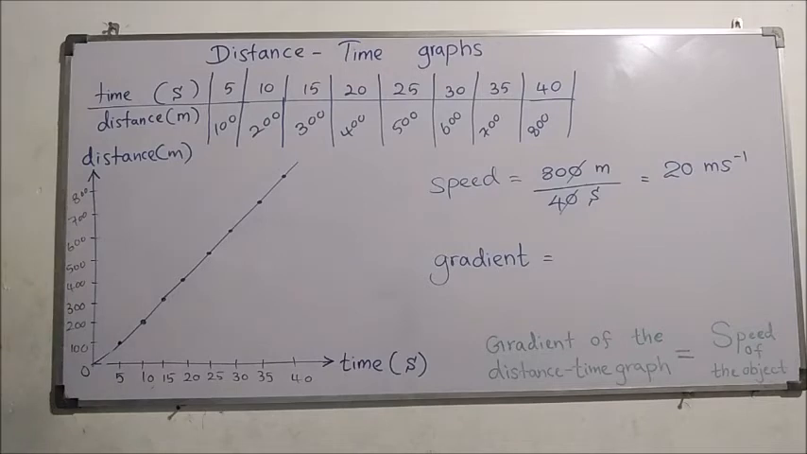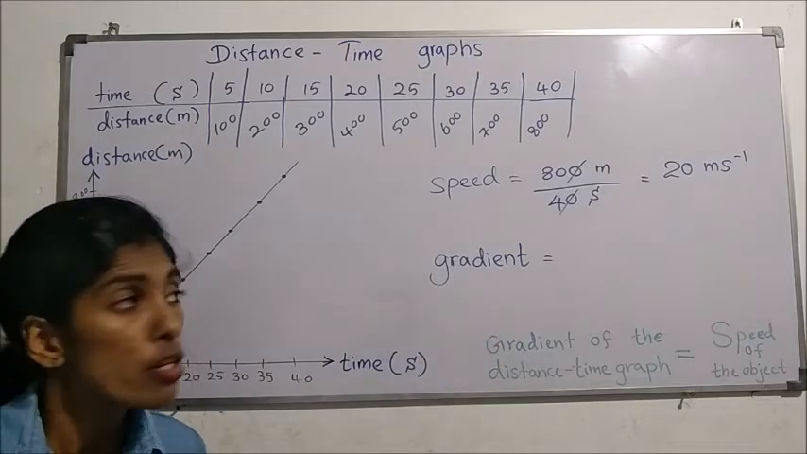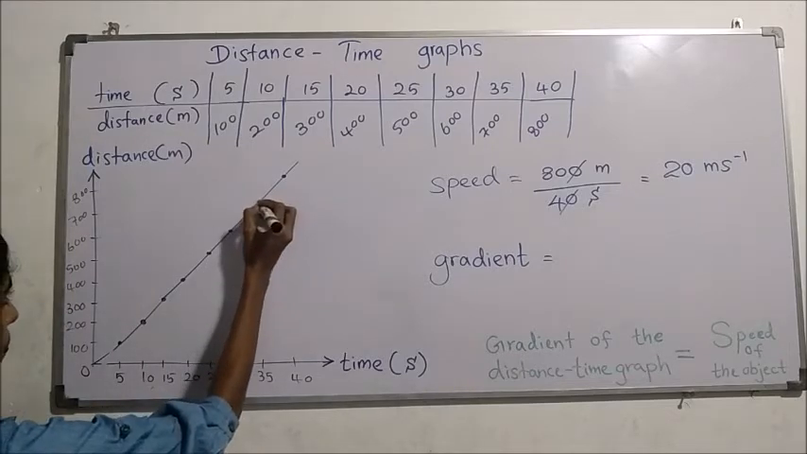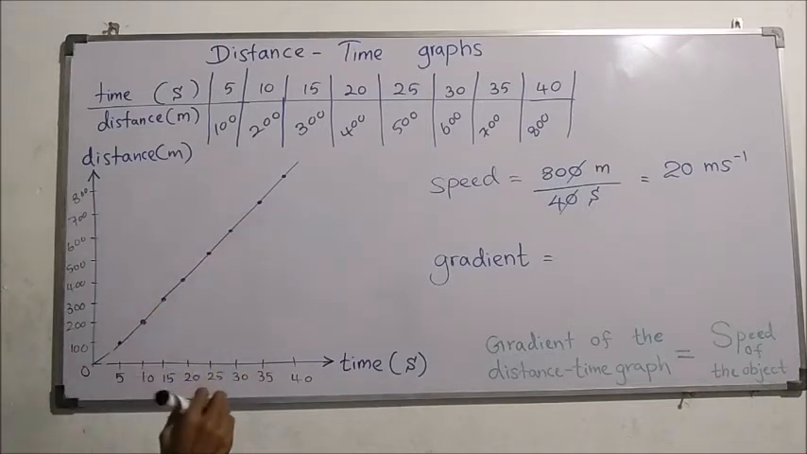Now you can see there is a straight line here. By joining all these points I have obtained a straight line. Can you remember how to find the gradient of a straight line? You can select any 2 points. Here I am selecting these 2 points, but you can take any of those.